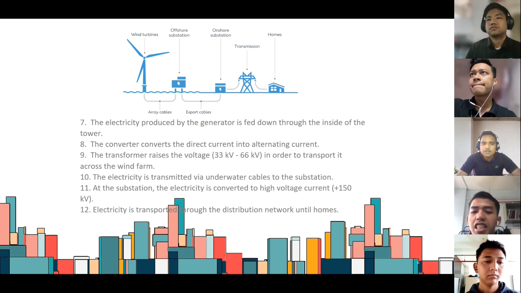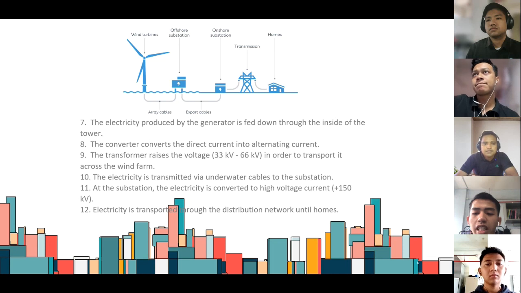The electricity produced by the generator is fed down through the inside of the tower. The converter converts the direct current into alternating current. The transformer raises the voltage from 33 kilovolts to 66 kilovolts in order to transport it across the wind farm. The electricity is transmitted via underwater cable to the substation. At the substation, the electricity is converted to high voltage current, which is 150 kilovolts. Electricity is then transported through the distribution networks to homes.